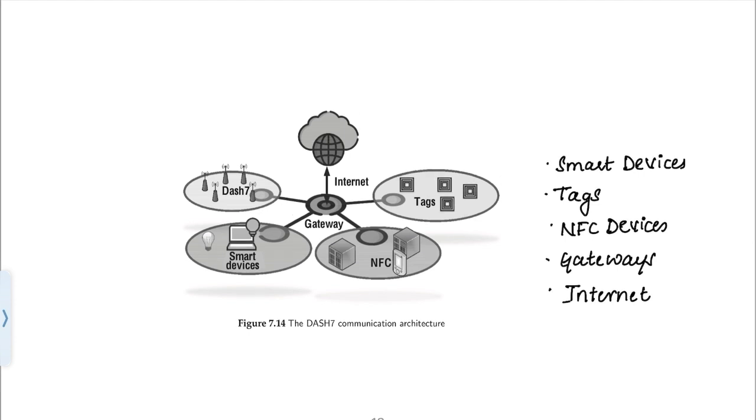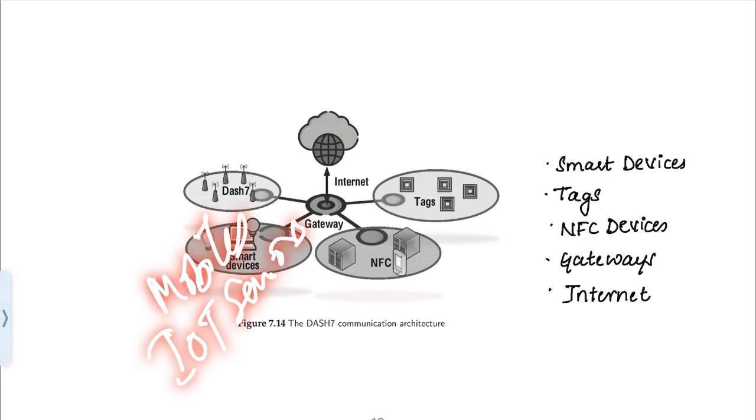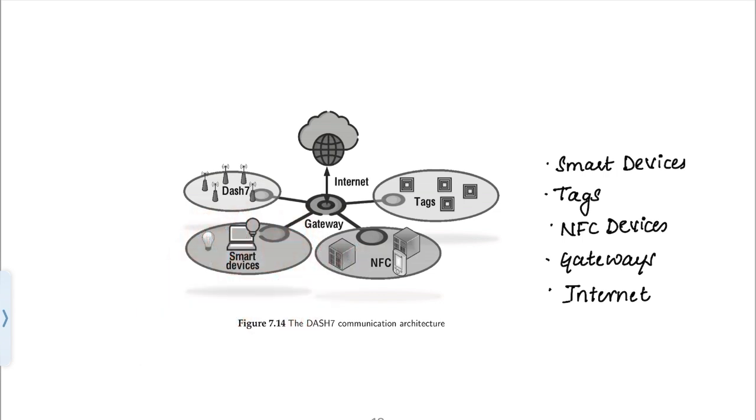Looking at this figure, which speaks of the DASH7 communication architecture, the first one we have is the smart devices. Smart devices are the user devices that can communicate with the DASH7 gateway. Examples could be mobiles, IoT sensors, or any wearable devices. So this was about the smart devices.